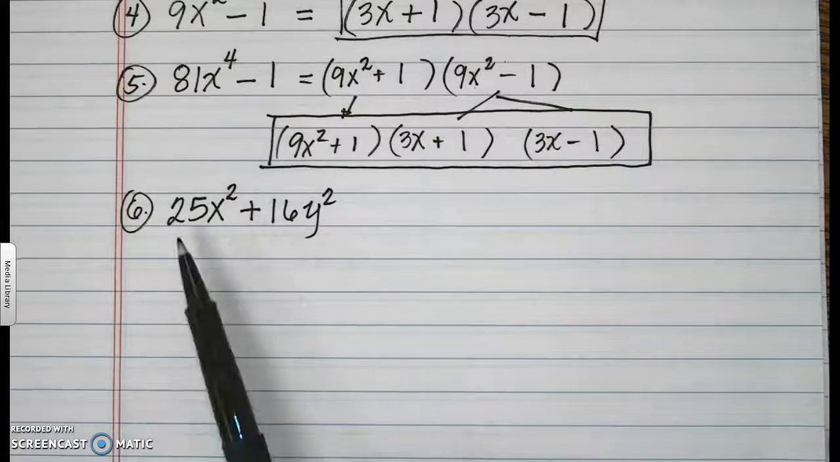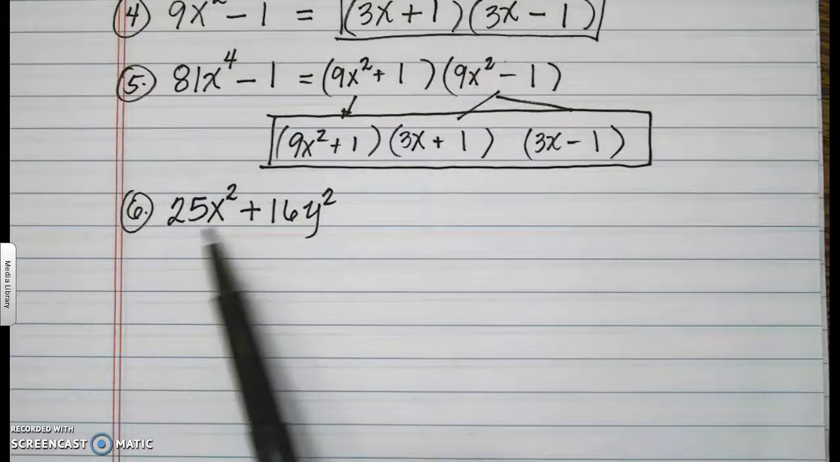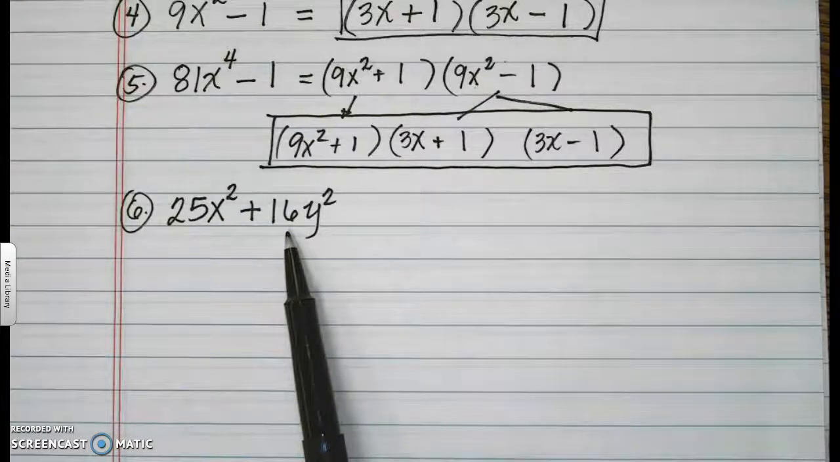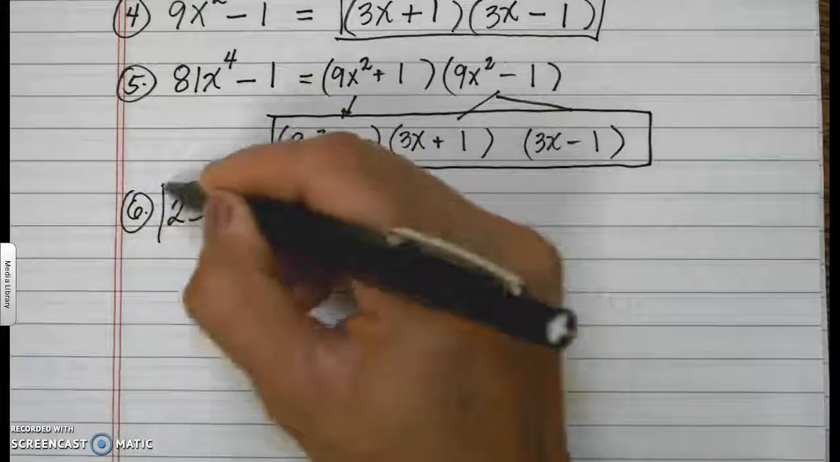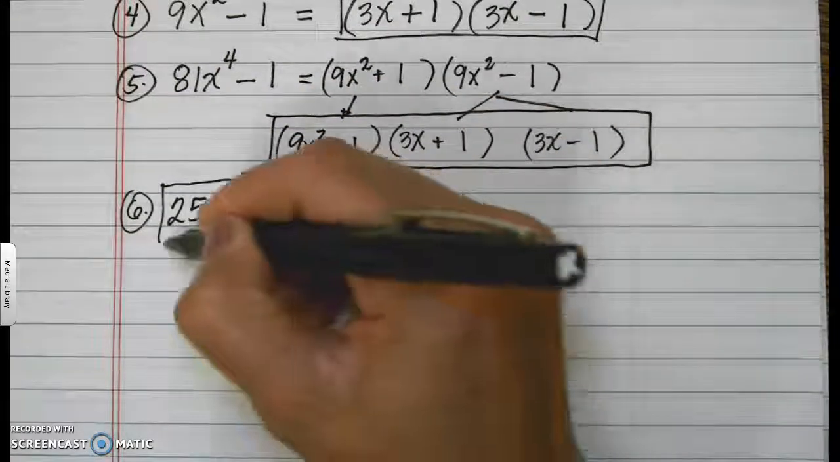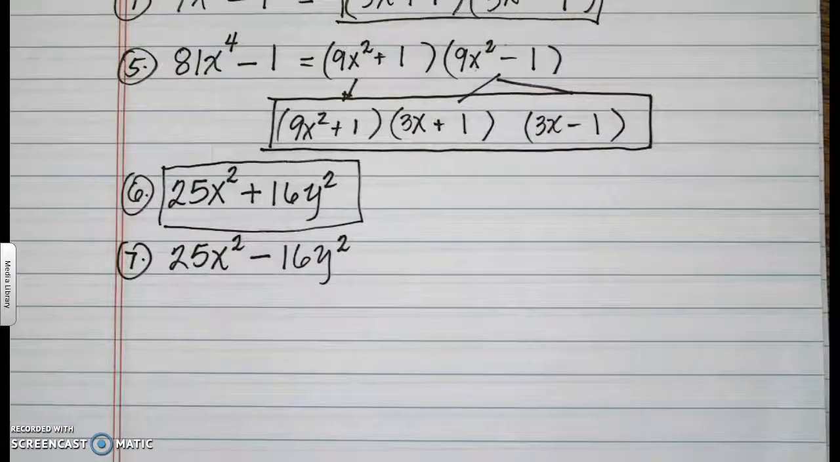Therefore, I'm looking at this. Is there any common factor between 25x squared and positive 16y squared? And the answer is yes, there is, but it's 1. And 1 won't matter. Therefore, this is already a factored form. You cannot factor that any further. I want you to look closely.